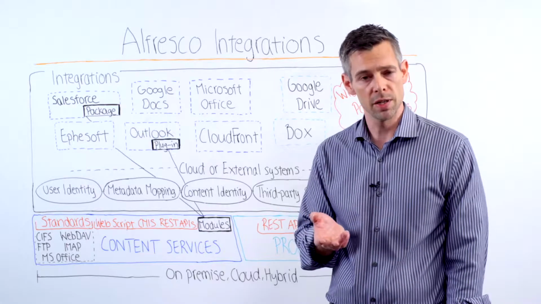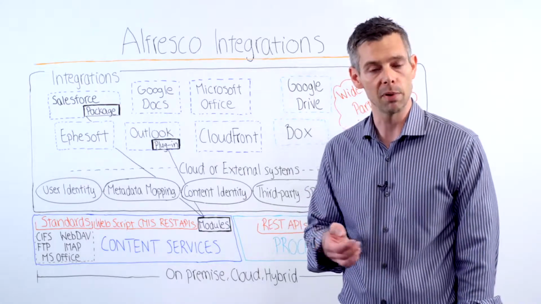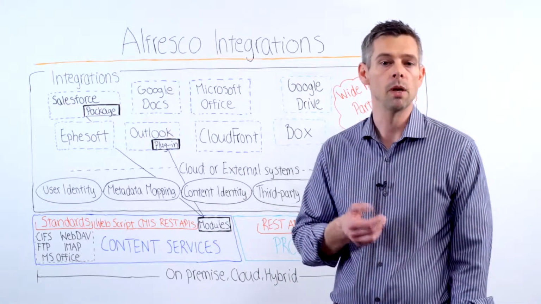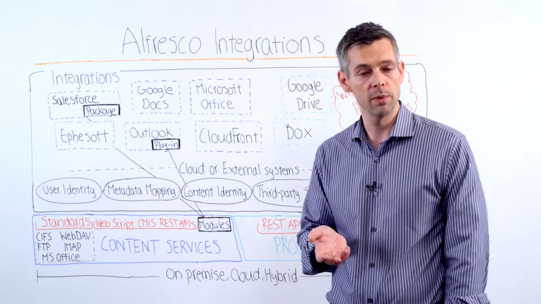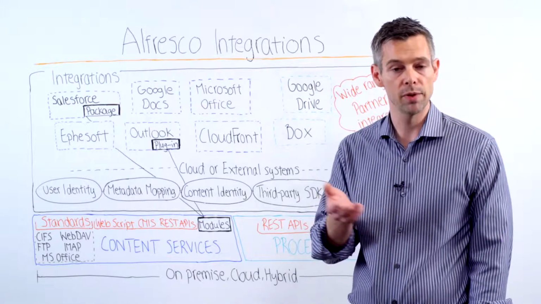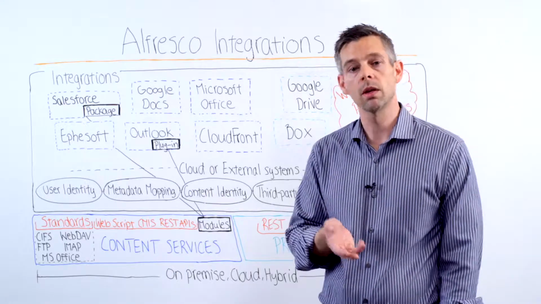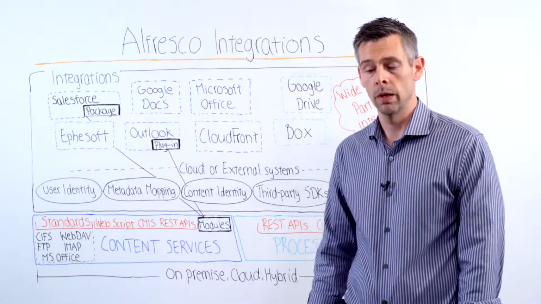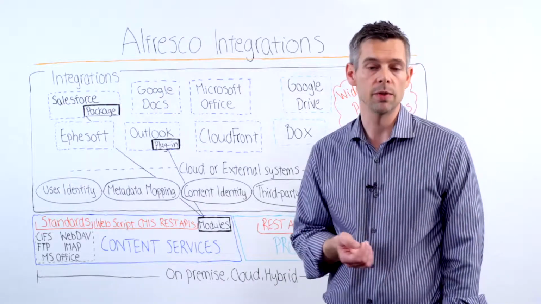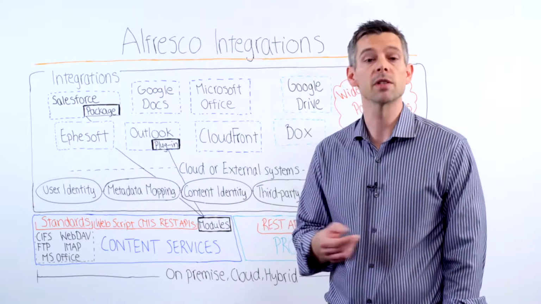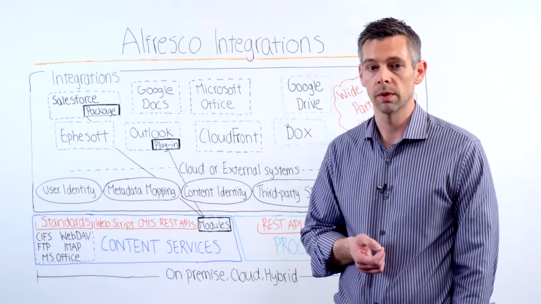Now, these integrations come into play at several points of the content and process lifecycle, from migration to creation and input, collaborative editing, review and approval, to publishing, archive, and governance. Now, you can build these integrations yourself using open APIs, but there are several integrations already available. Let's take a look.